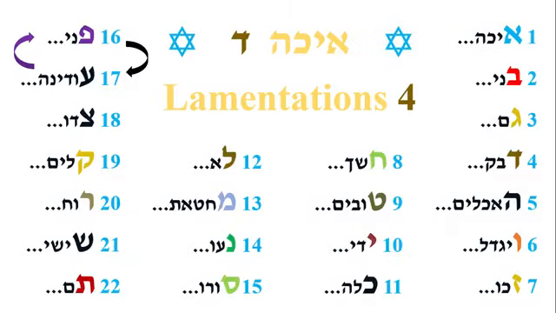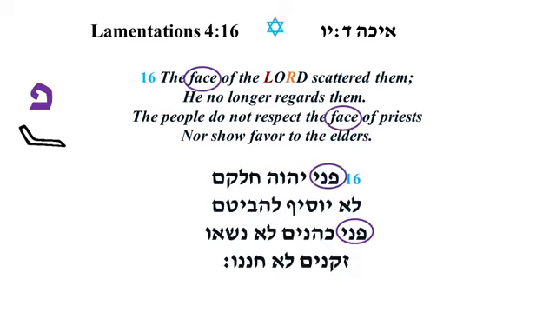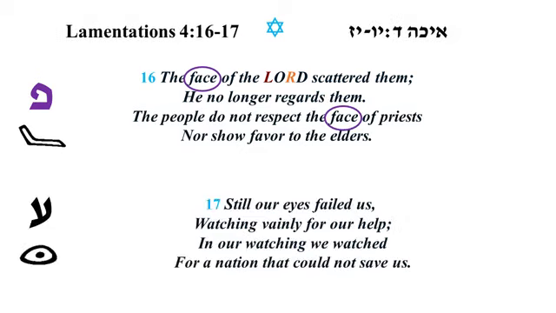Lamentations 4, he does it again. 16 and 17 are switched. The Pei comes before the eye. And what does the verse say? The face of the Lord scattered them. He no longer regards them. The people do not respect the face of priests, nor show favor to the elders. Pei, face, right? And in 17, it says, still our eyes failed us, watching vainly for our help. In our watching we watched for a nation that could not save us. And there's eyes and watching and watched.